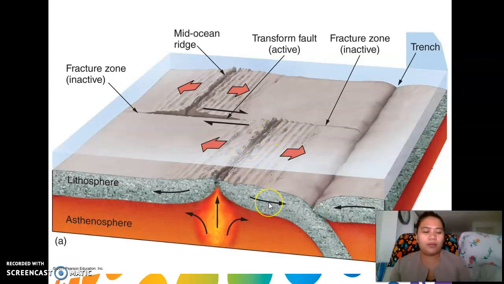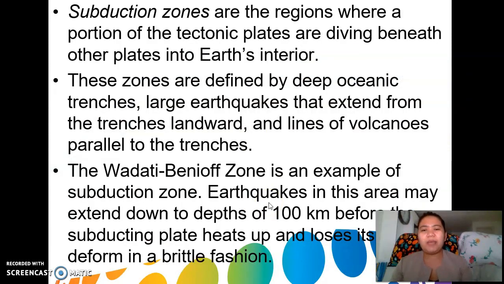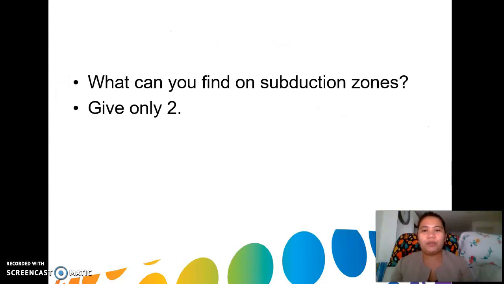Okay? So, the Wadati-Benioff zone is an example of subduction zone. Earthquakes in this area may extend down to depths of 100 kilometers before the subducting plate heats up and loses its ability to deform in a brittle fashion.